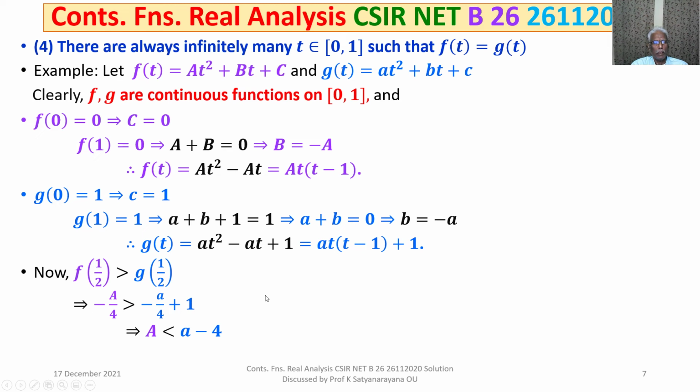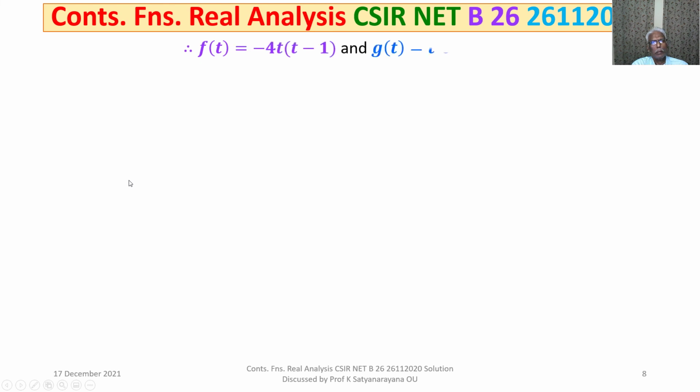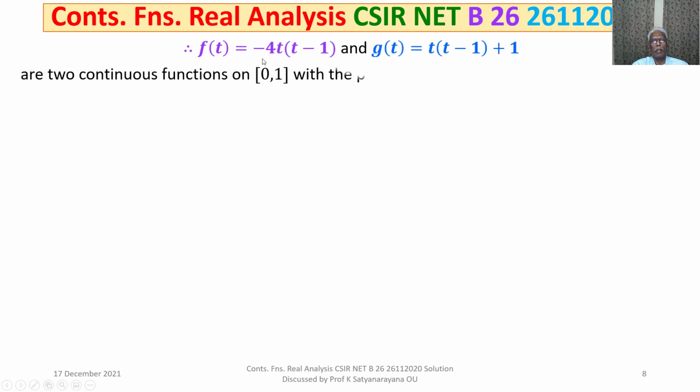To be specific, let us take the value small a is equal to 1 and thereby capital A is to be chosen. Small a is 1 means 1 minus 4, that is minus 3, and capital A is to be chosen less than minus 3 and we have chosen capital A is equal to minus 4. Therefore, f of t is equal to minus 4 times t into t minus 1 and g of t is equal to t times t minus 1 plus 1. These are the two continuous functions defined on the closed and bounded interval 0 to 1 with the given properties.